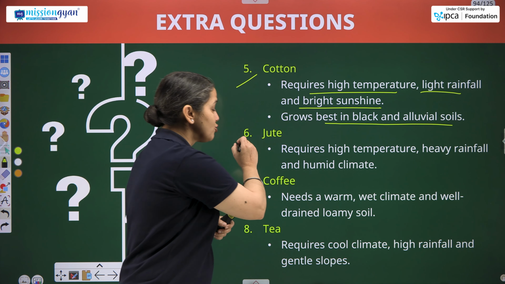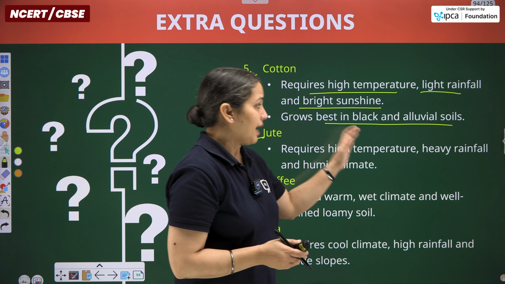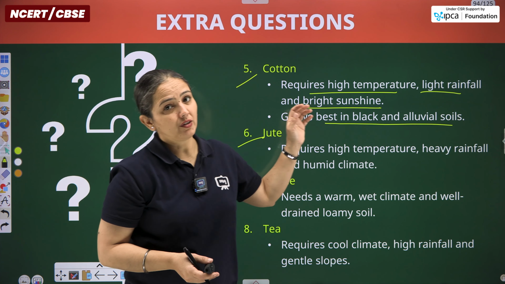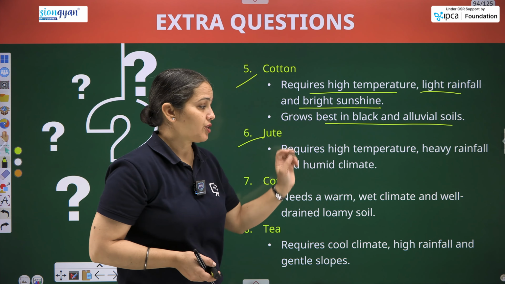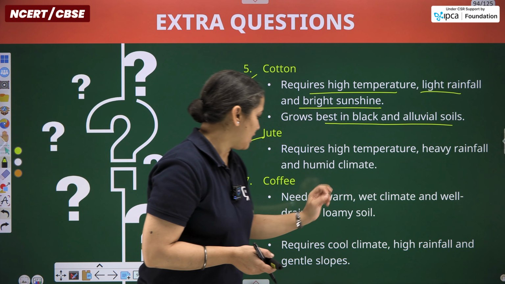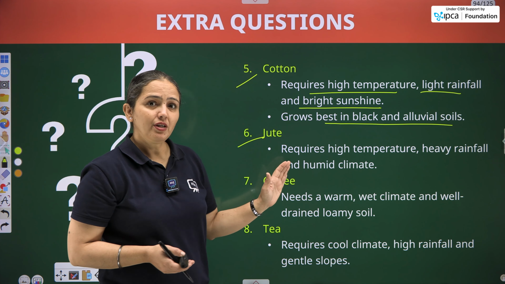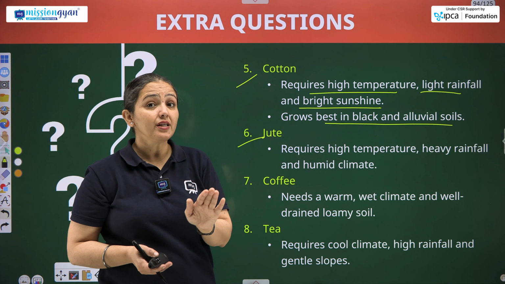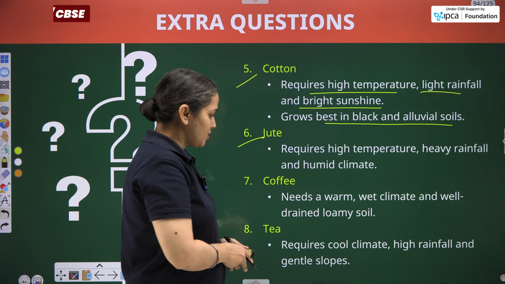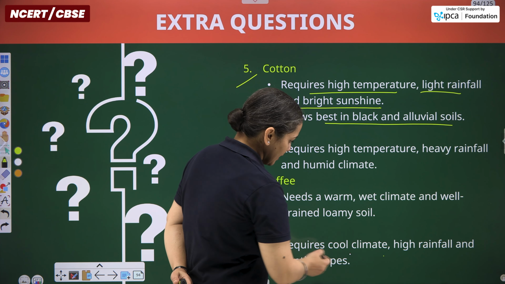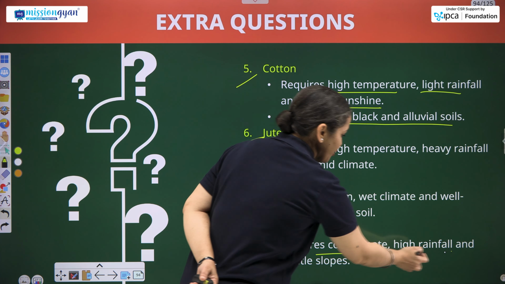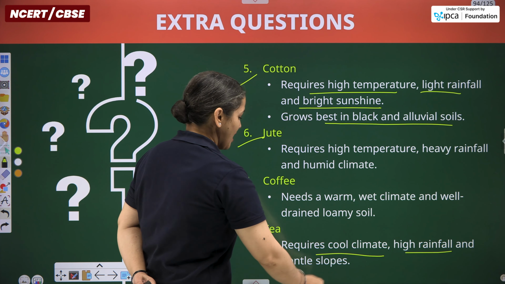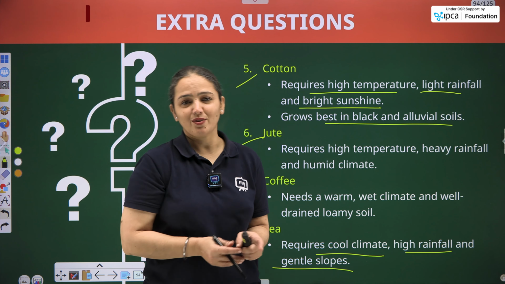Next is our jute. Jute requires high temperature, heavy rainfall, humidity. Coffee needs a warm temperature, wet climate and well-drained loamy soil. Coffee, I told you, is grown on the mountainous slopes. Similarly, tea requires a cool climate, likewise the eastern part of India. High rainfall, likewise eastern parts of India, and gentle slopes, likewise eastern parts of India.